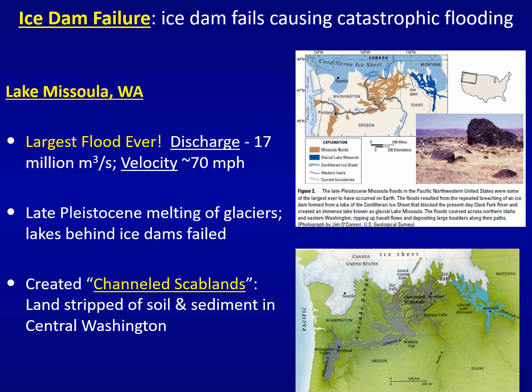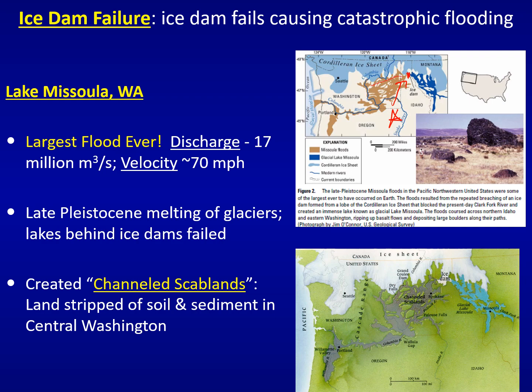The largest flood ever to have been known, geologically speaking, is an ice dam failure. Back toward the end of the last ice age, about 18,000 years ago, Lake Missoula, Washington here. What happened is you had an ice sheet here in Canada. It was melting. It created these great glacial lakes, and the glacial lake here had an ice dam that was built by ice. That dam right there broke.